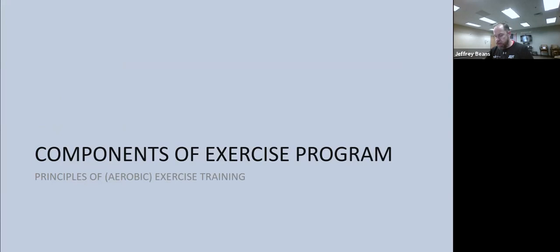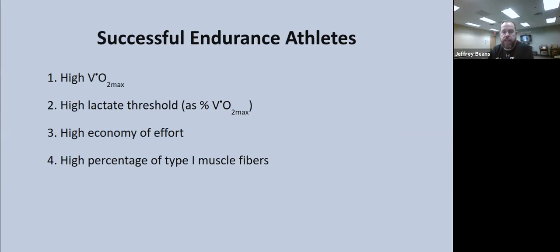And you're going to see these again later when we talk about resistance training as well. But let me go back here and show you a slide that I showed at the very end. So a successful endurance athlete has a high VO2 max, high lactate threshold, high economy of effort, and a high percentage of type 1 muscle fibers. We'll talk more about muscle fiber changes in our next set of modules after the next exam.